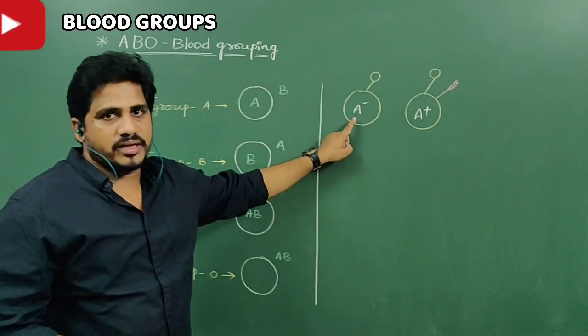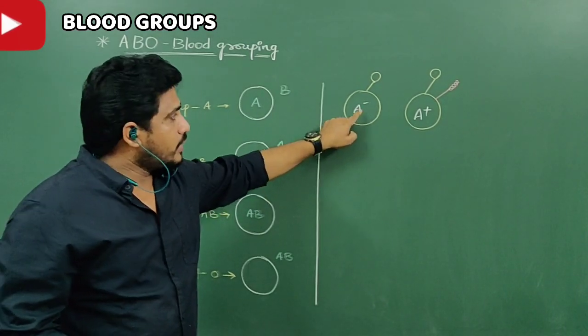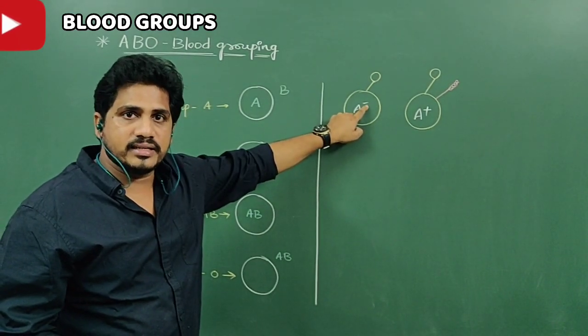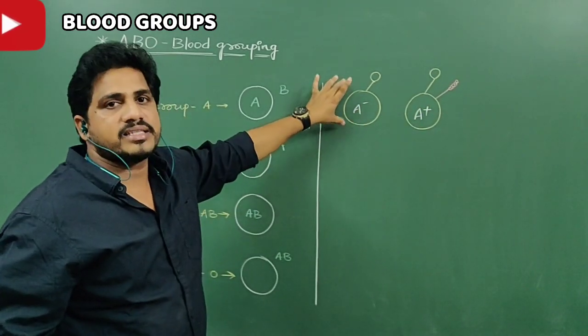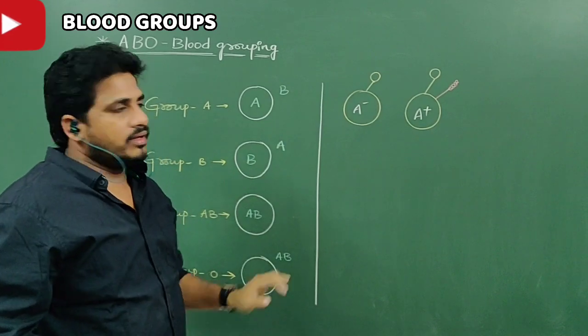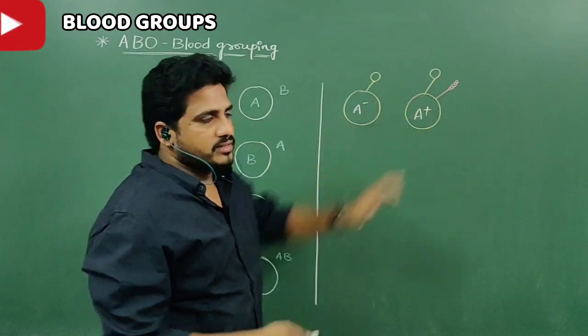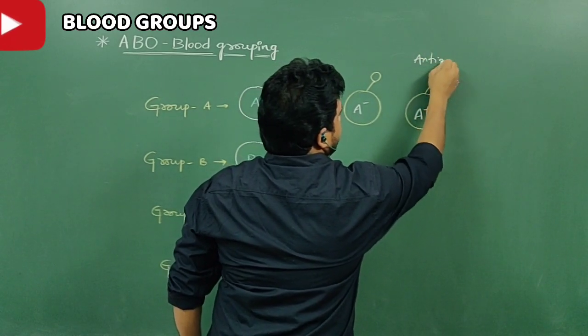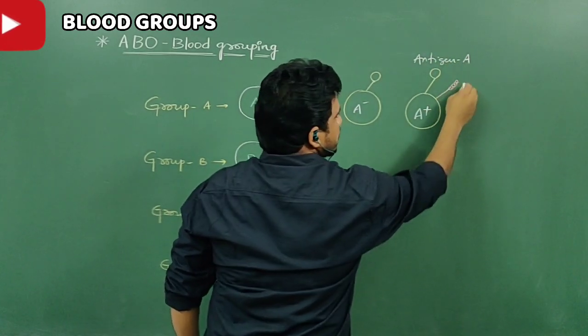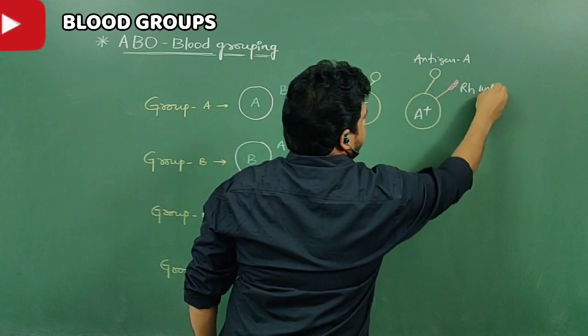An A negative person has A, but what is the minus here? RH antigen is not there. That is the reason he is considered as A negative blood group. Along with the A antigen, see here, this is antigen A. Then what is this? This is RH antigen.